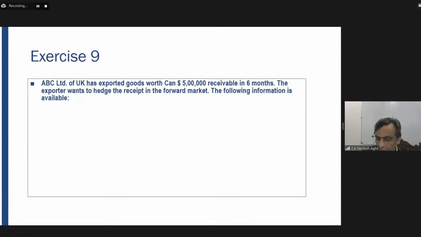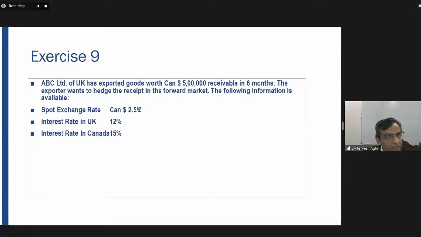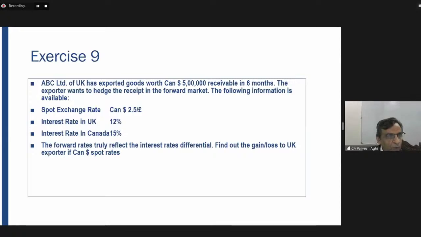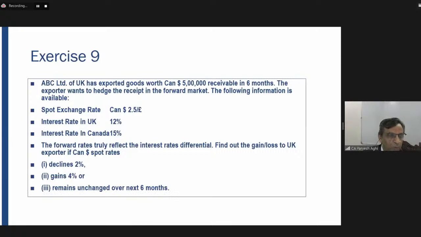The following information is available. Spot exchange rate is Canadian dollar 2.5, that means 1 pound is equal to 2.5 Canadian dollars. The interest rate in UK is 12%, and the interest rate in Canada is 15%. The forward rates truly reflect the interest rate differentials. Find out the gain or loss to the UK exporter if the Canadian dollar spot rate declines by 2%, gains by 4%, or remains unchanged over the next 6 months.